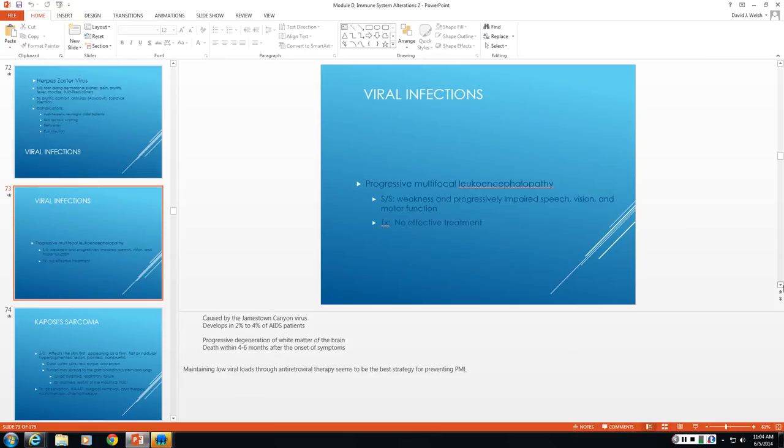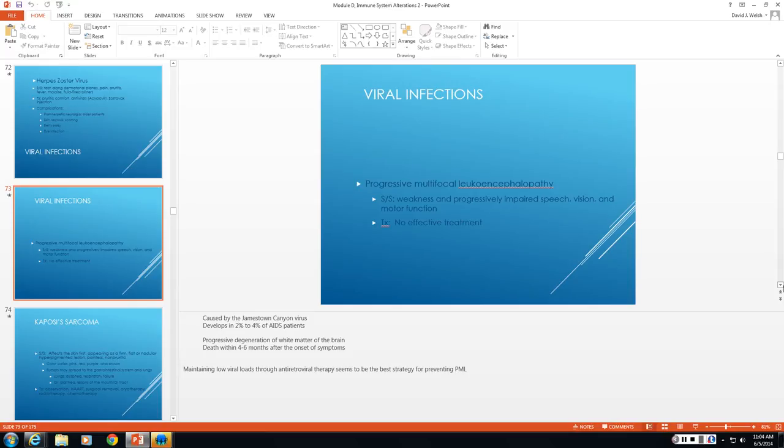Some other viral infections: progressive multifocal leukoencephalopathy is caused by the JC virus. It develops in about 2 to 4% of AIDS patients. It is progressive degeneration of the white matter of the brain. Usually death occurs within 4 to 6 months after the onset of symptoms.